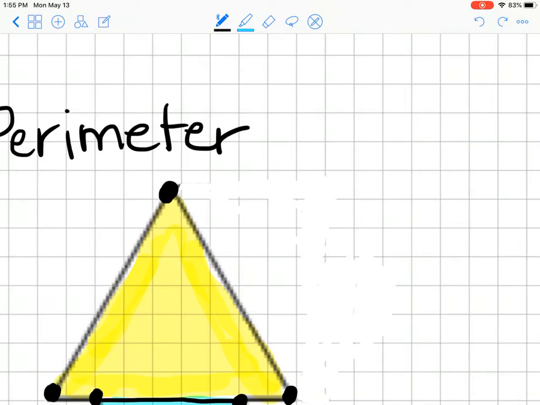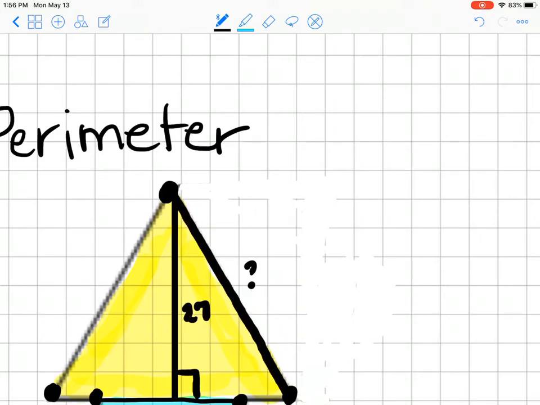Now remember, I whited it out, but we do know the height of this thing. Let's go ahead and put it in the middle where it belongs. And that was 27. I need to know this one. I need to know the hypotenuse of this right triangle. So hopefully you realize, if you're looking at this, that this is a right triangle. Right there, this half of this triangle is a right triangle.